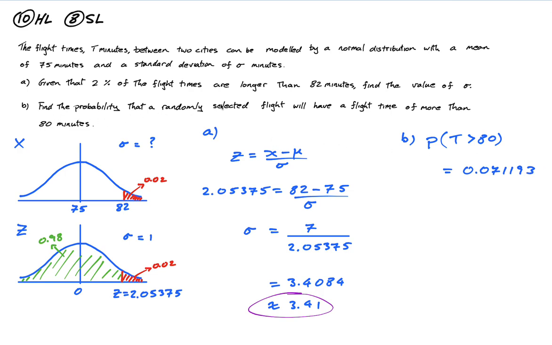So what's the probability that a randomly selected flight will have a flight time of more than 80 minutes? The probability is 0.071193. You could say, if you like, 7.12%. That's rounded to 3 significant figures. I will put a circle around this. That is my answer. Okay, that's parts A and B. I'll do part C in the next video.